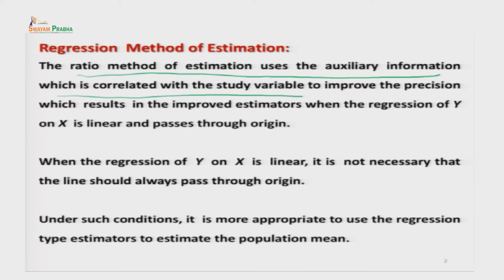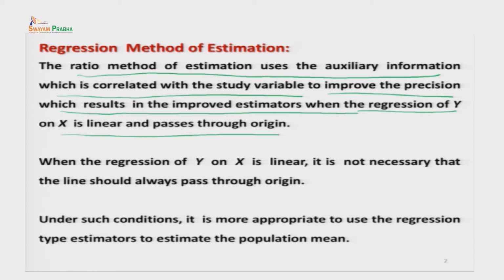That we wanted to improve the precision, which results in an improved estimator when the regression of y on x is linear and passes through the origin. You can recall that we worked out the condition when the ratio method of estimation is optimum, and I had shown you that if you have a set of paired observations plotted like this, and the regression line passes through the origin, then this ratio estimator is going to work better.